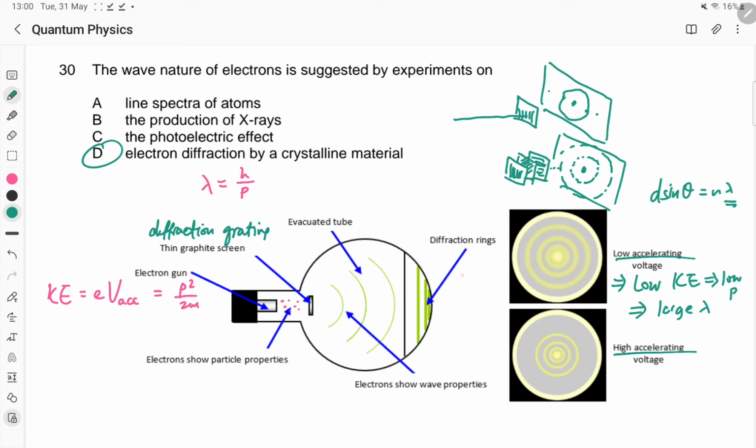And finally, why are you able to see the rings? It's because this screen is coated with a kind of glow-in-the-dark material, actually called a phosphor. Actually, I'm not too sure how to spell it. It's a phosphorescent or fluorescent material, some material that will glow and give out light when an electron hits it. So we can't see electrons, but we can see the positions where electrons land because they give out light. So we indirectly observe the electrons.